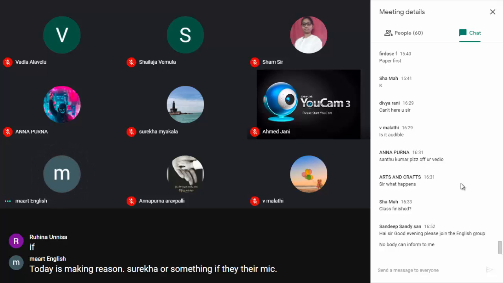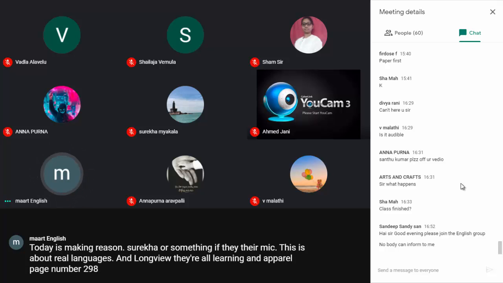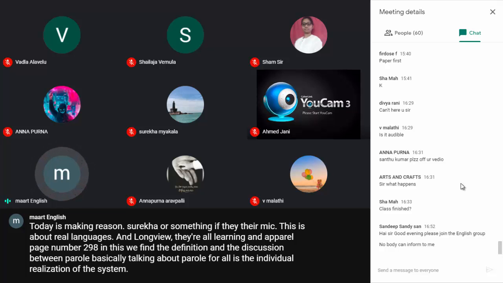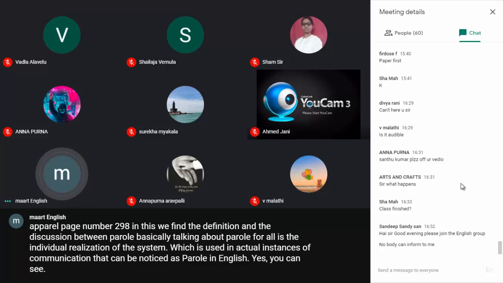This is about Creole languages and language and parole, page number 298. In this, we find the definition and the discussion of parole. Basically, parole is the individual realization of the system which is used in actual instances of communication. You can see the definition for parole in the second paragraph of page number 298.